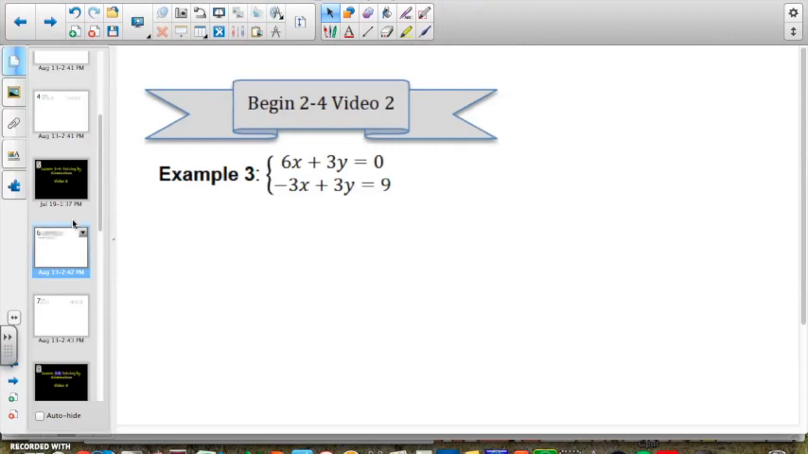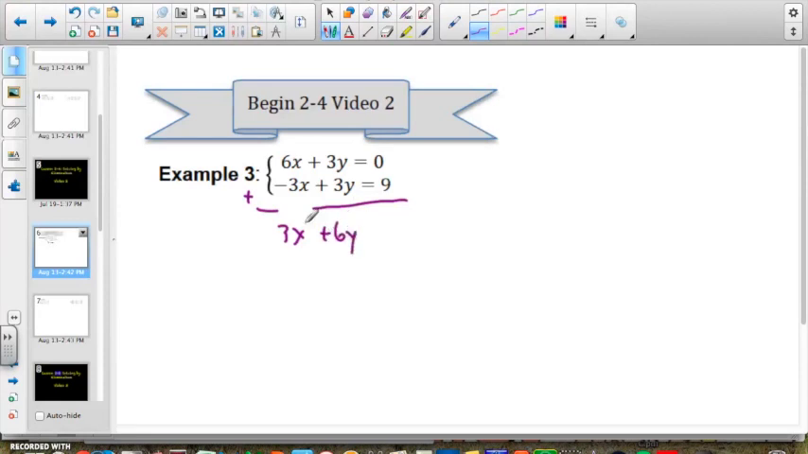We're going to start looking at some problems where we have to do a little bit more work to make these cancel out. So if we were to look at example 3, and just continue in the same way that we were doing in video 1, and just add them together, 6x and a negative 3x would give us a positive 3x. And then a 3y and a positive 3y would give us a positive 6y.